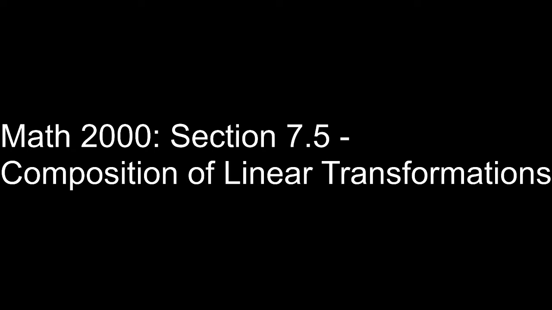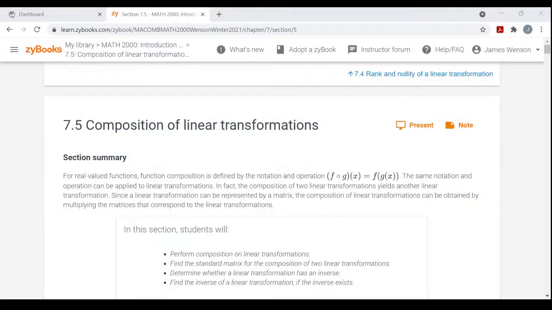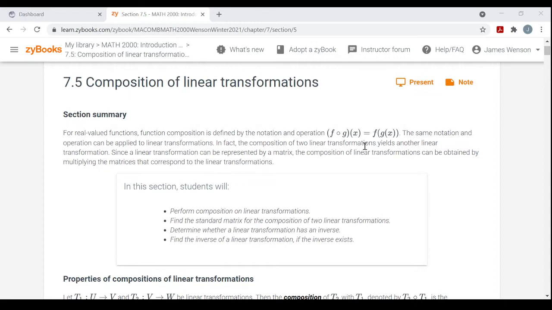This is on the composition of linear transformations. And you're going to see that it's very similar to composition of functions that you most likely learned in a pre-calculus class or some prior algebra class. So they start off by saying exactly what I just said.